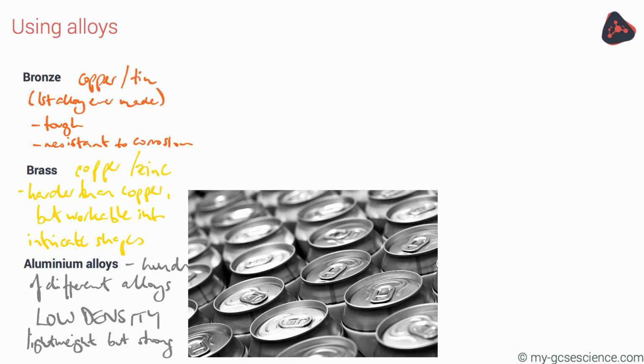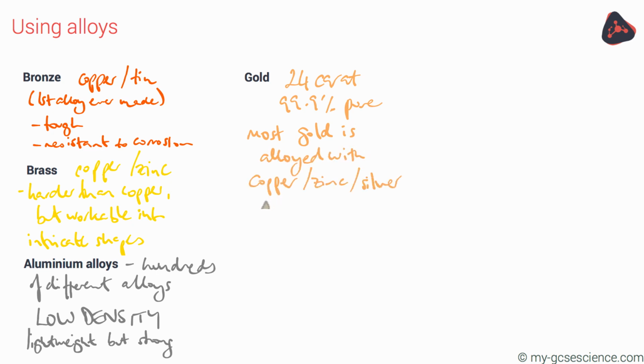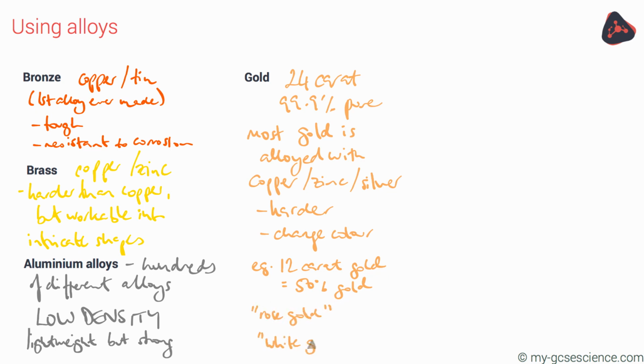You might not realise it, but most gold is also an alloy. It's only 24 karat gold that's 99% pure. Most gold is alloyed with copper, zinc or silver in different amounts to get different results. In general, this is done to make gold harder, or sometimes to change its colour, so you get different shades of gold. For example, 12 karat gold contains only 50% gold and 50% other metals. And you might have heard of things like rose gold and white gold, which are different shades of gold created by mixing gold with different metals.